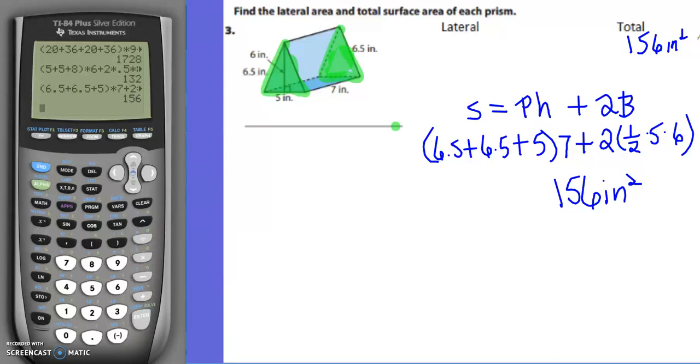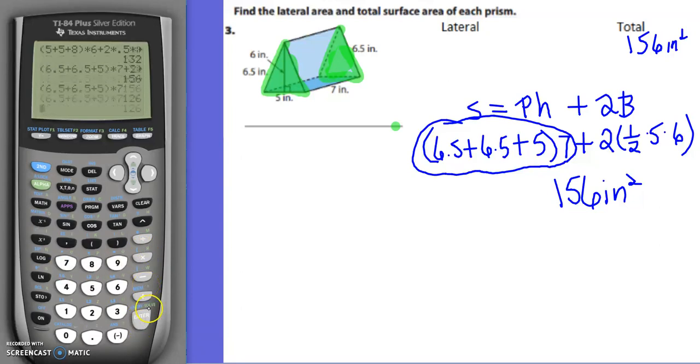If we want to do lateral, that's just the first part. So this is lateral, so let's redo that part. So if we do 6.5 plus 6.5 plus 5 times 7, we get 126 inches squared.